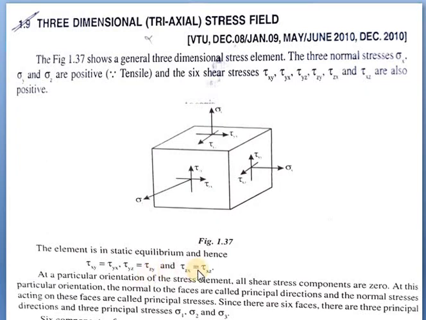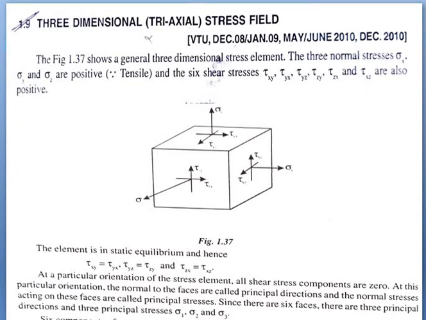Since we are considering that the element is in static equilibrium condition, we can write tau xy is equal to tau yx, tau yz is equal to tau zy and tau zx is equal to tau xz.